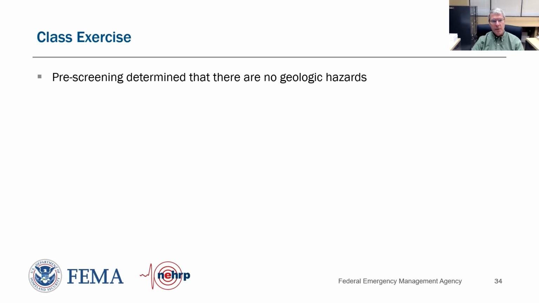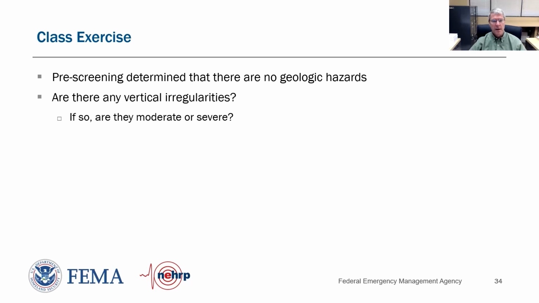And so starting off with our form, we're looking at pre-screening. We determined that there are no geological hazards. So liquefaction, settlement, or landslide, we have no geological hazards. Again, these are not scored, but we do record them for our building.